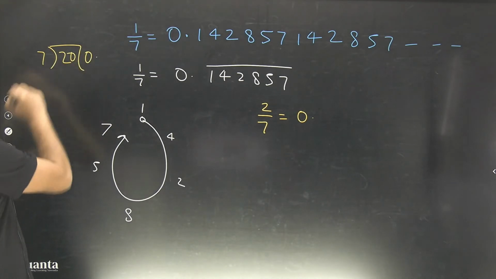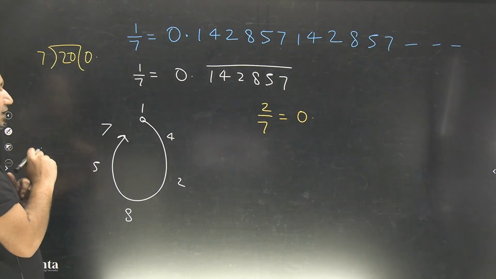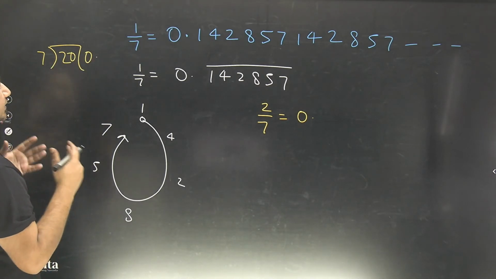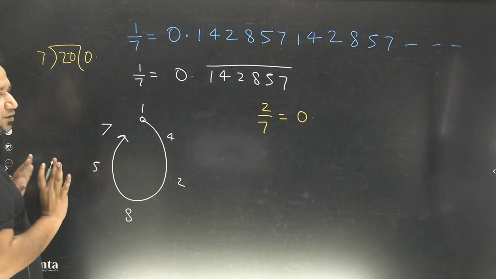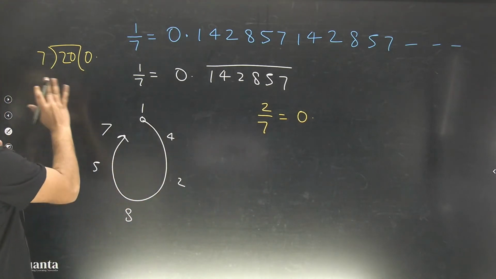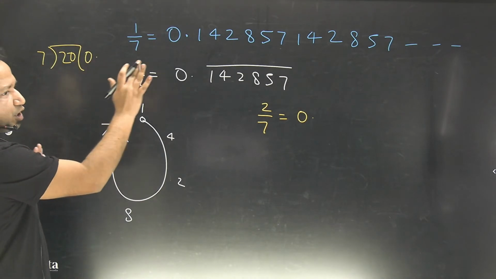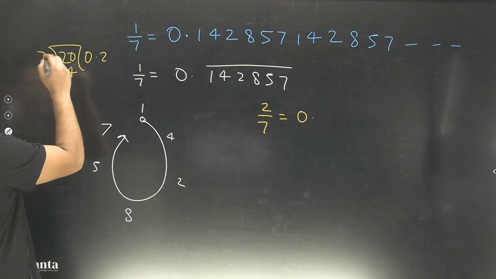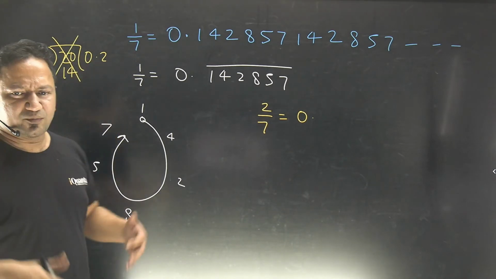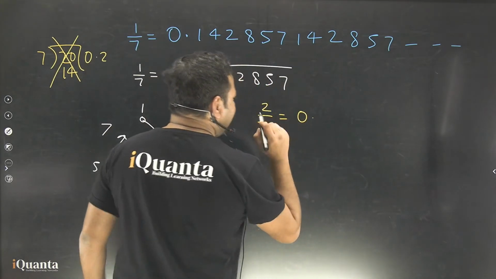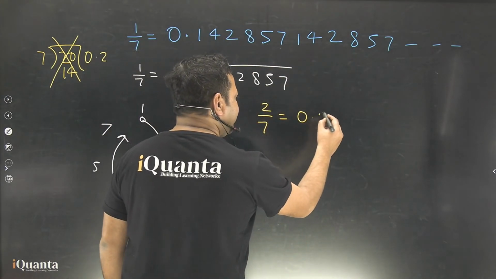This becomes 20, right? All of us know that. Then 7 ones are 7, 7 twos are 14, 7 threes are 21. We'll use the greatest possible multiple of 7 which is lesser than 20. That is 7 twos are 14, isn't it? Is that clear? This is something which we can do mentally. So by putting a point, now we know that the first digit should be 2.